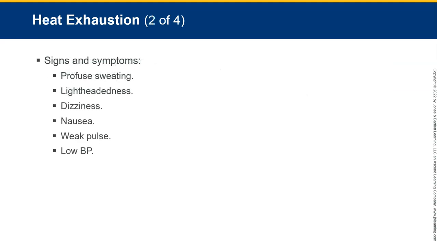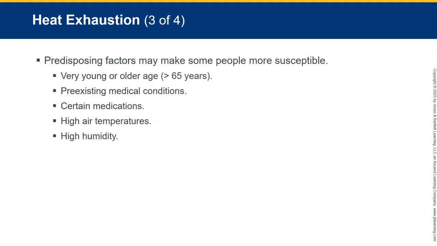And what I mean by the person is how well they're suited for that, how acclimated they are, how well they've prepared, so how much fluids they have on board and their electrolyte status prior to all of that. But those signs and symptoms: profuse sweating, lightheadedness, dizziness, nausea, weak pulse, low BP. All of these things are due to losing all of that fluid. That's why they have a weak pulse and a low BP, because they are hypotensive, because they are hypovolemic, they have low volume in their body.